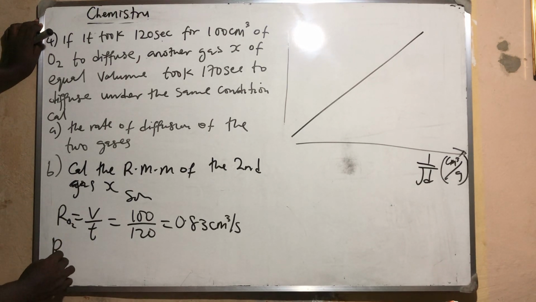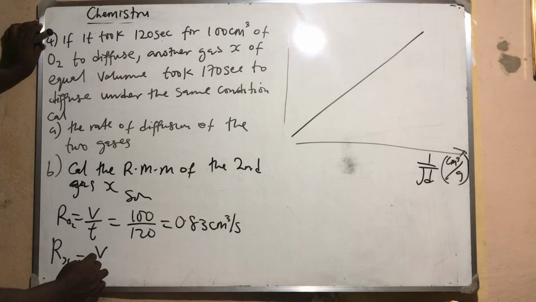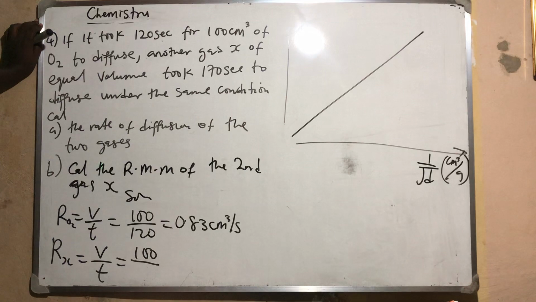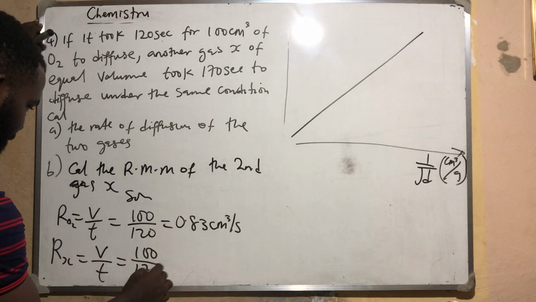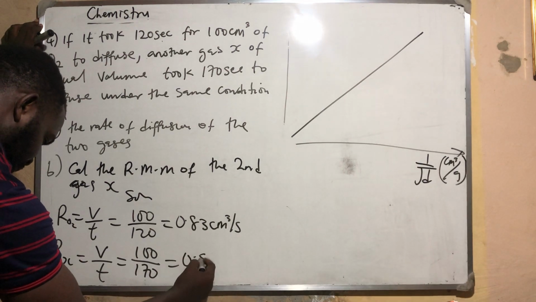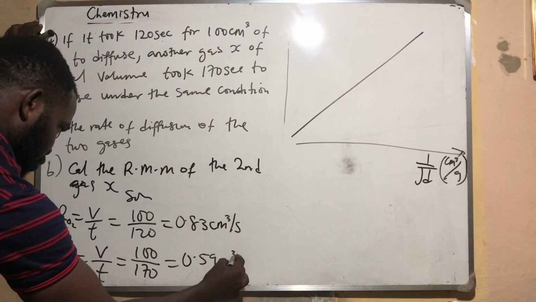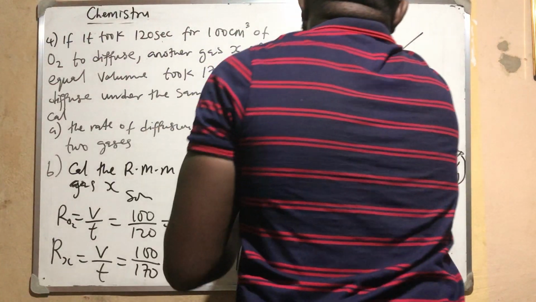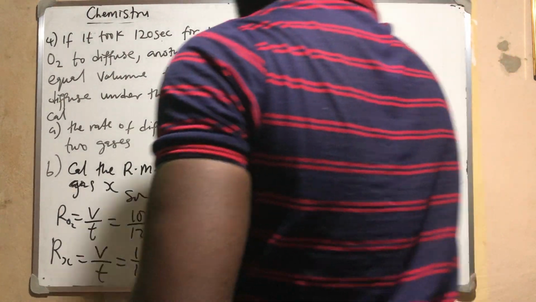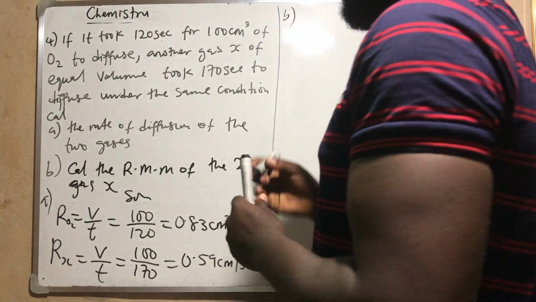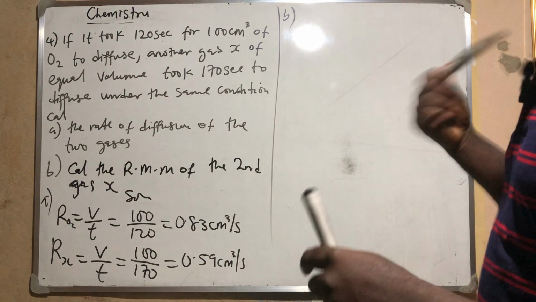But the rate of diffusion of gas X is equal to the same volume but a different time. The same volume, 100, but the time it took was 170. So if you do that, you're going to get 0.59 cm cube per sec. All right, so A is done. For B, they are asking us the relative molecular mass of gas X.